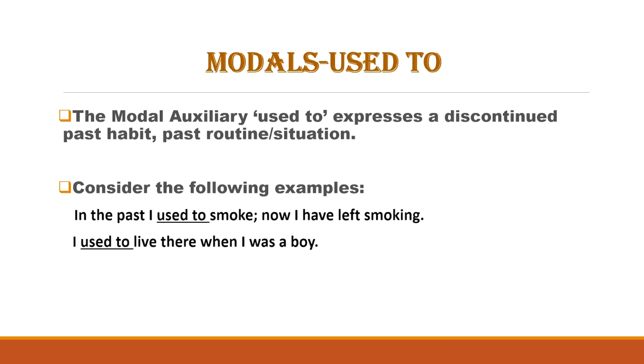Now, moving on, next is used to. The modal auxiliary used to expresses a discontinued past habit, past routine or past situation. So, consider the following examples. In the past, I used to smoke. Now, I have left smoking. I used to live there when I was a boy.